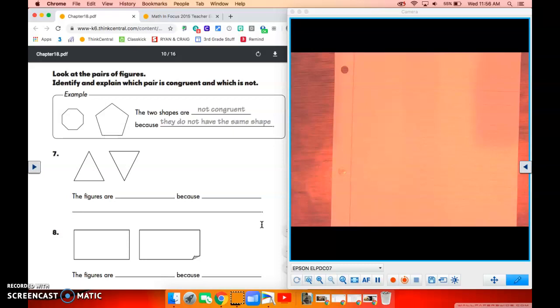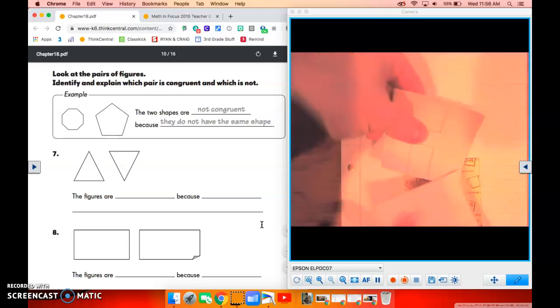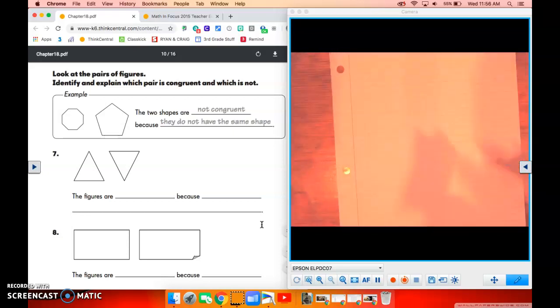The example, there's a hexagon and a pentagon. The 2 shapes are not congruent because they do not have the same shape. They have to be the same shape and size. They could be turned all around, right? They could be turned whichever way, but they have to be the same size.